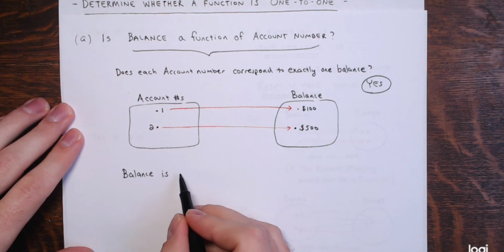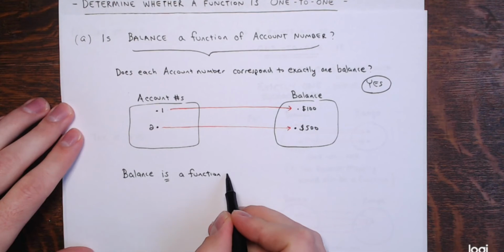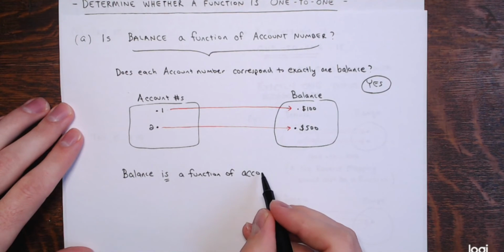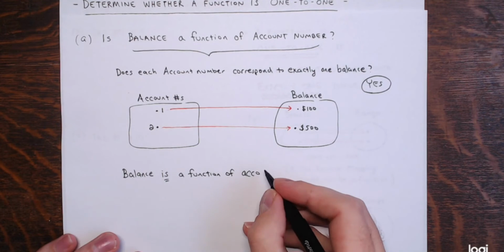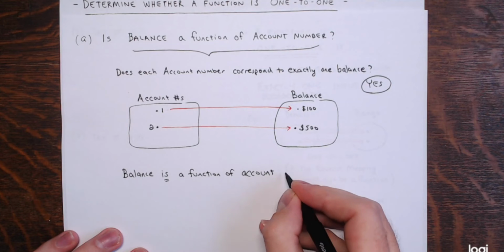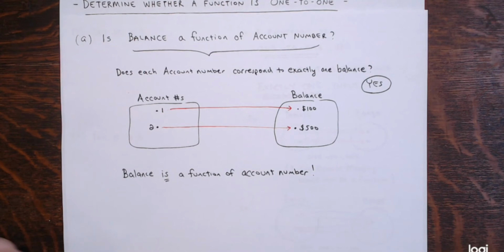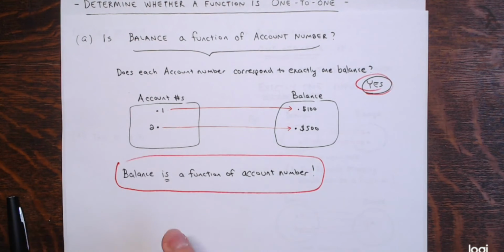Balance is a function of account number. Now, I'm just making these numbers up right now, but when you go to a particular account number, there should just be one number there for the balance, right? One balance for each account number. So yes, balance is a function of account number.